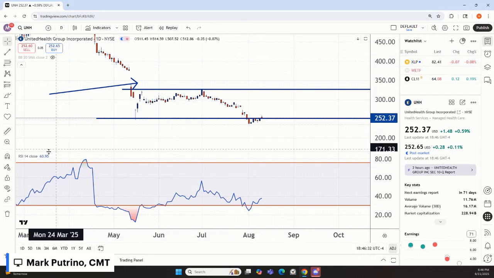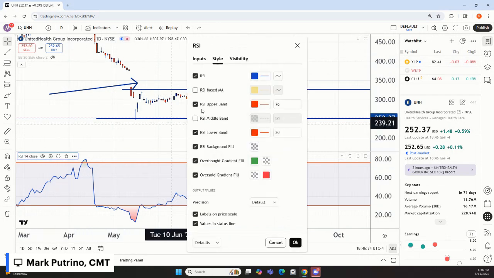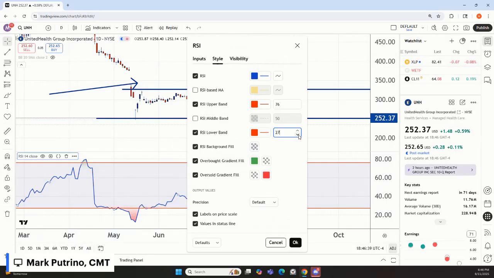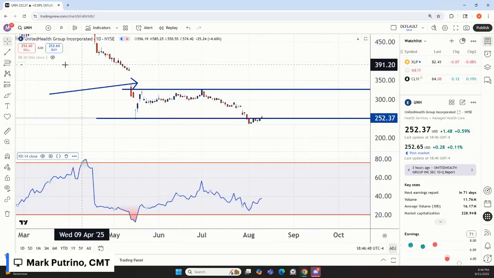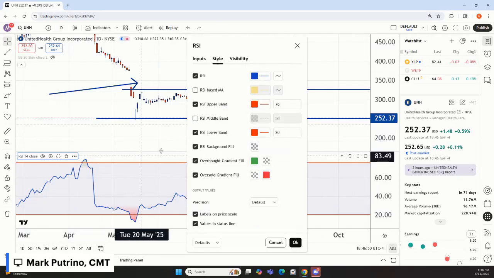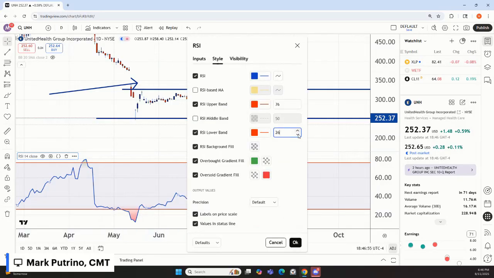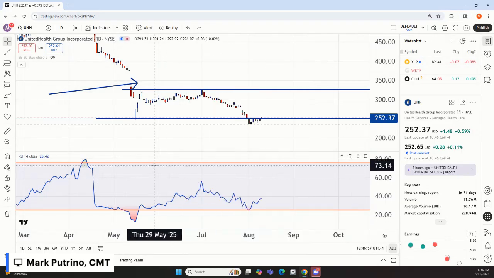So in this situation, what we may want to do is go to the default settings and give us some more room on the downside. And now let's just say we made the RSI setting, I don't know, 20 might be a little bit too far, but let's make it 25. So here, RSI gets to 25, I guess right about there.